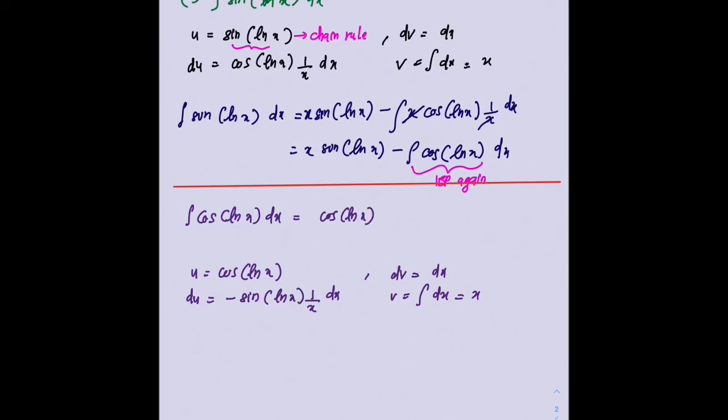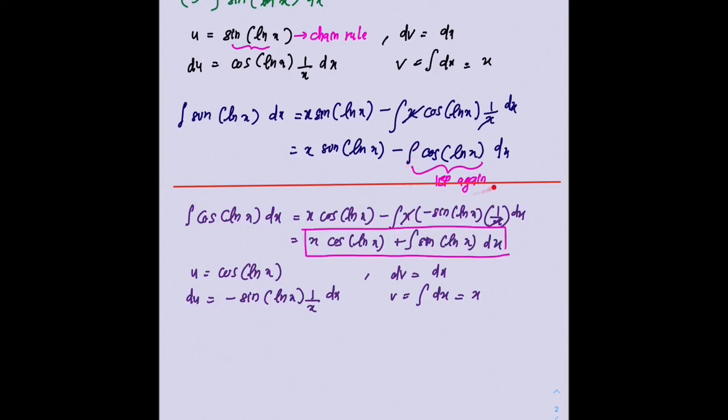Your v is x, I put it in front, minus integrate v du. So your v is x, your du is negative sin ln x times 1 over x dx. So x you can cancel out. So x cos ln x plus integrate sin ln x dx. Your second IBP. So this one is your answer.